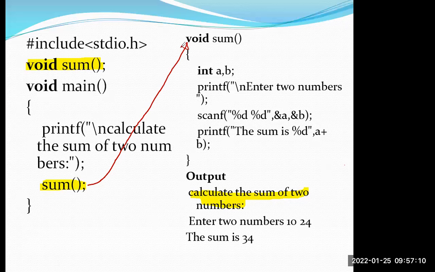Here also, void sum within open bracket and close bracket. There is no semicolon after this.